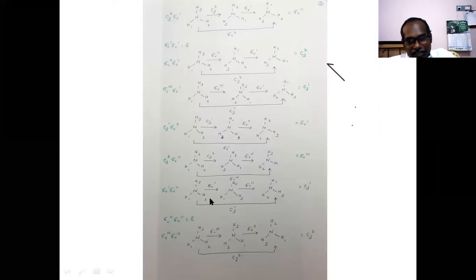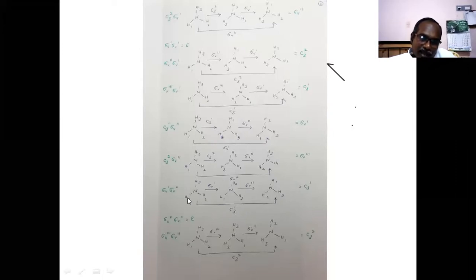Sigma V double dash is here. You are not going to change the position of the plane. Therefore, the plane is here now. Therefore, H3 remains in its own place and 1 and 2 are interchanged. What will be the one single operation which will result in the conversion of this configuration to this configuration? Look here, all the atoms have changed positions. Therefore, it cannot be a reflection plane.